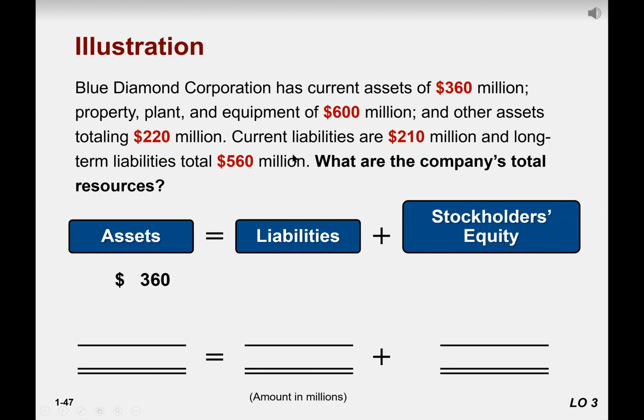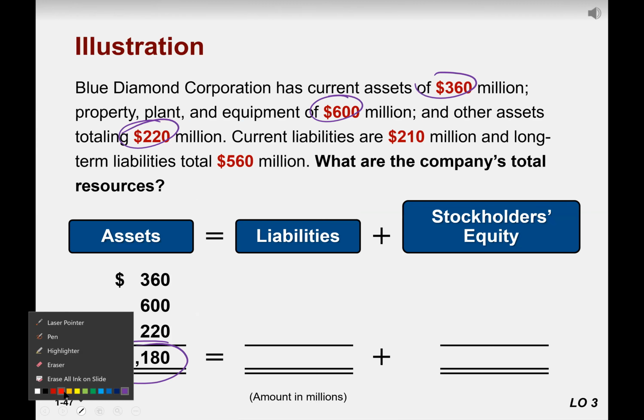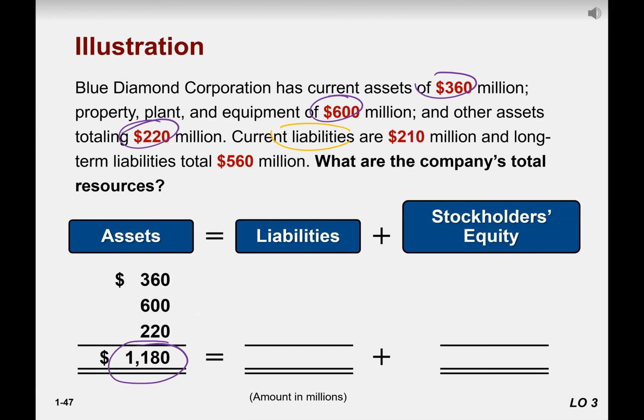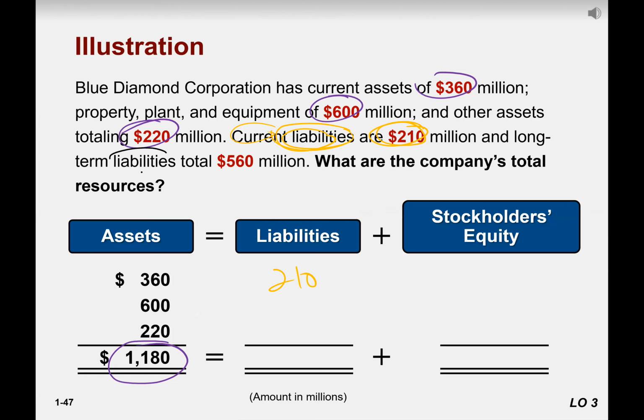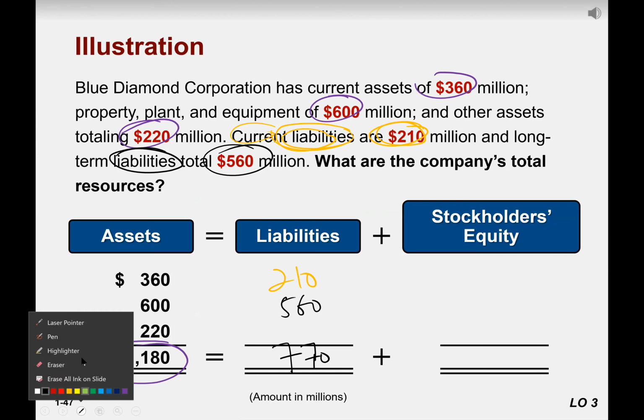So how do we write it down? Assets total 360, 600 and 220. How much? 1,180. So we have already done the assets. Now comes the liabilities. So current liabilities. Don't pay attention to the word current; we will talk about it later. These are just liabilities. 210 is our liabilities, so you write down 210 here. And we have long-term liabilities, 560. How much? 770 million. Right, guys? Double check.